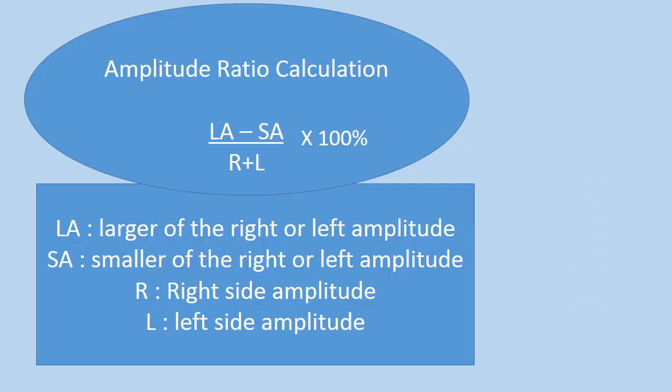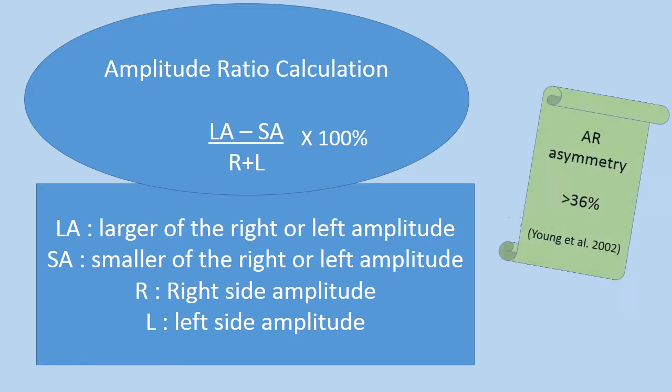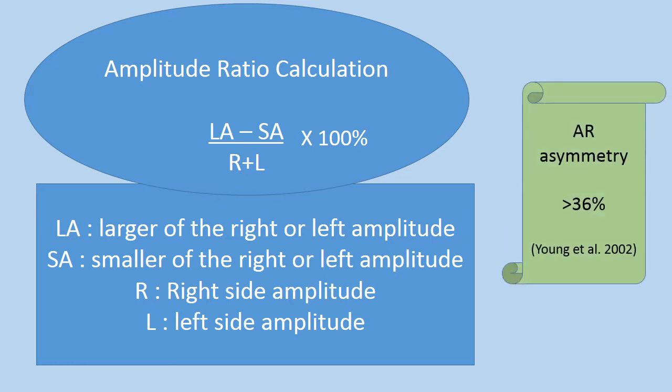Another parameter that is useful in the interpretation of CVEMS is the amplitude ratio. The amplitude ratio is calculated as the difference in amplitudes between the ears divided by the sum of the amplitudes in both ears, with an amplitude ratio asymmetry greater than 36% being significant. It is best recommended that each laboratory establish their own normal values before interpreting abnormal CVEMS results.